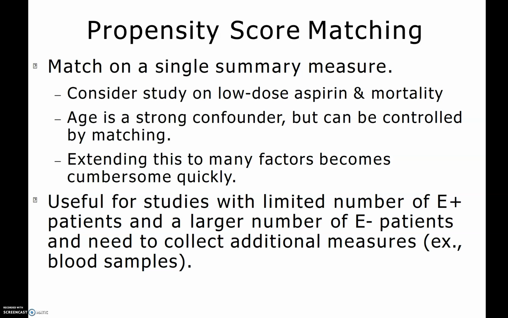So let's get back to a more concrete situation here. You match on a single summary measure. So again, the aspirin mortality example. Age is a strong confounder, but it can be controlled by matching. So the idea here is that maybe older people are more likely to take their low dose aspirin. And so then you might go, well, hey, young people and old people are just as likely to die of a heart attack. But really, use of the aspirin is confounded by age. So you're really not able to say that. Or you would have said it the other way, actually: low dose aspirin does not make a difference. But really, it's confounded by age.